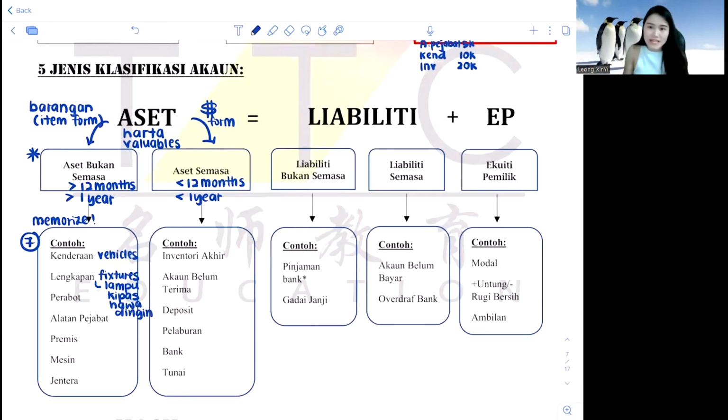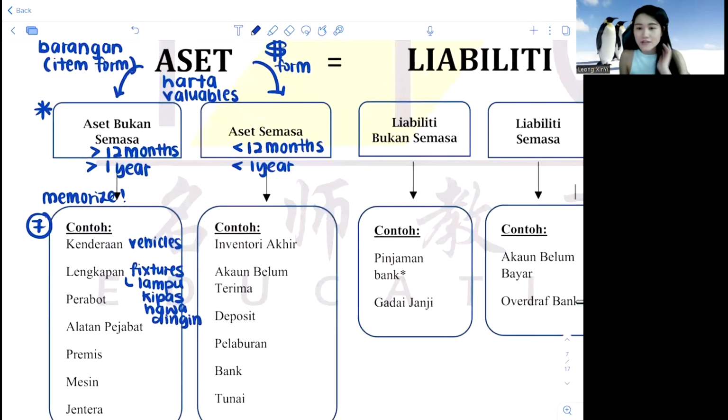Now, I decided to write it as hawa dingin because there is 2 ways of spelling it. Penghawa dingin or pendingin hawa. So both is the same, guys. So you just remember I say hawa dingin. Any of the pairing of dingin hawa or hawa dingin also can. It is meaning as air conditioner, correct? Aircon. Alright, yeah? So lampu, kipas, penghawa dingin. These 3 is under lengkapan.